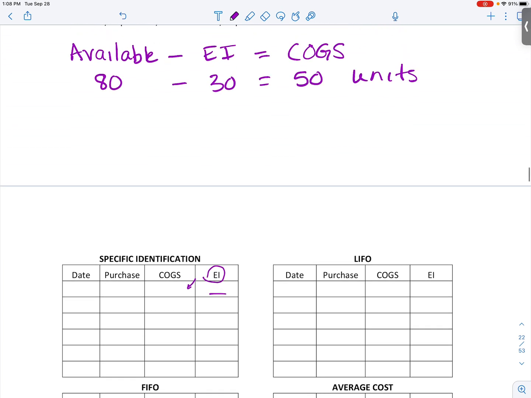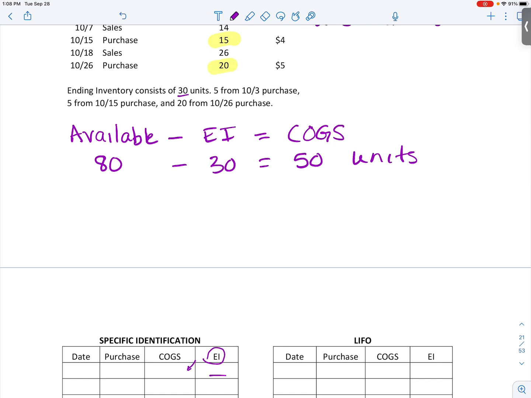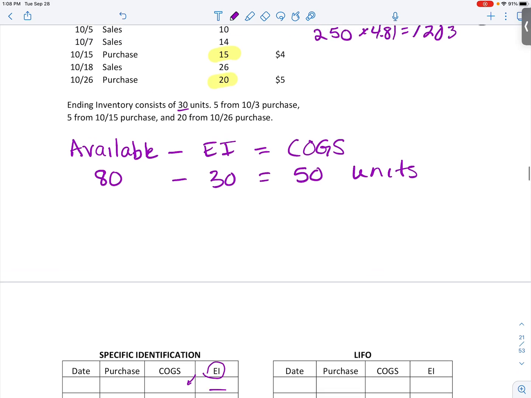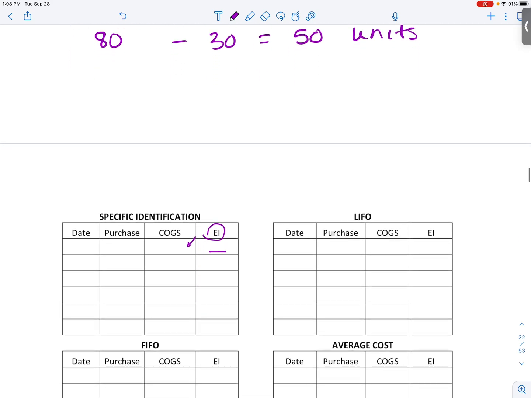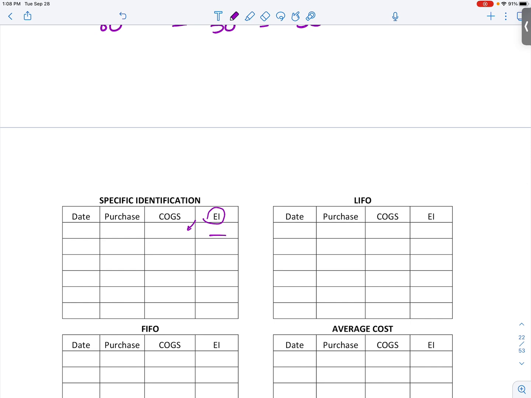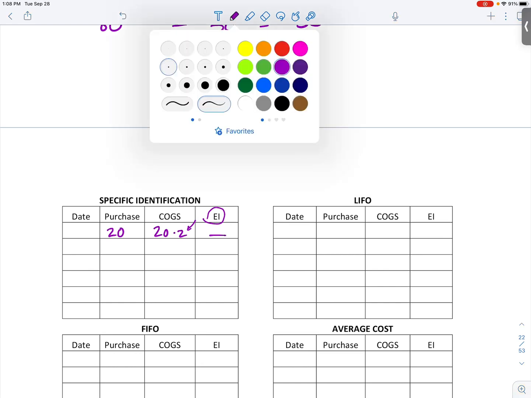For example, in this problem, it tells me I have 5 units in my ending inventory. I have 5 units from 10.3, 5 units from 10.15, and 20 from the 10.26, which means my beginning inventory, which had 20 units in it, must be all completely sold because there's nothing in my ending inventory.